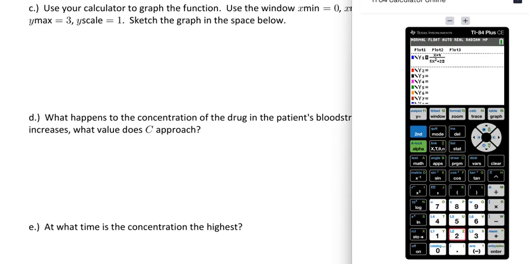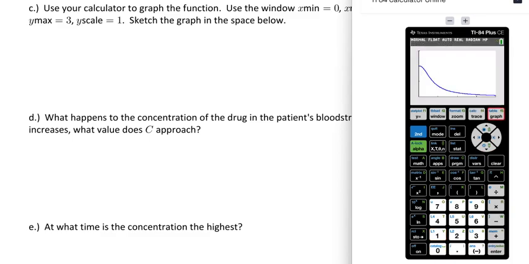Now, to execute the specifications on example C, we're going to go to our window button and type in those parameters. So x minimum is 0, x maximum is 4, and x scale, which gives us the scale on the grid on the x-axis, is going to be 1. So every tick mark on the x-axis represents 1. Y minimum is going to be 0, y maximum 3, and the scale on the y-axis is also equal to 1. So every tick mark on the y-axis will represent 1. And then we'll hit graph.